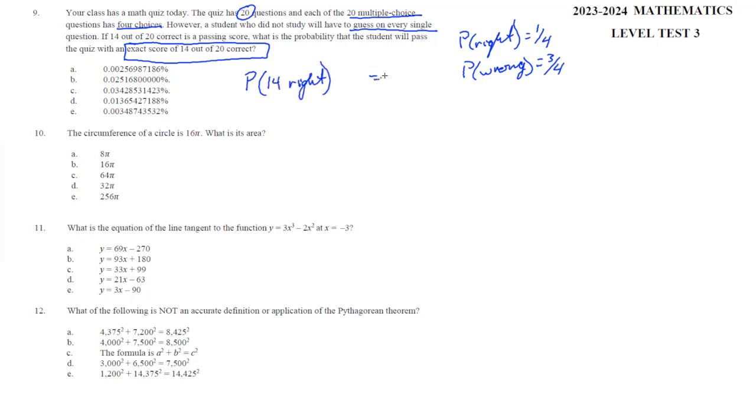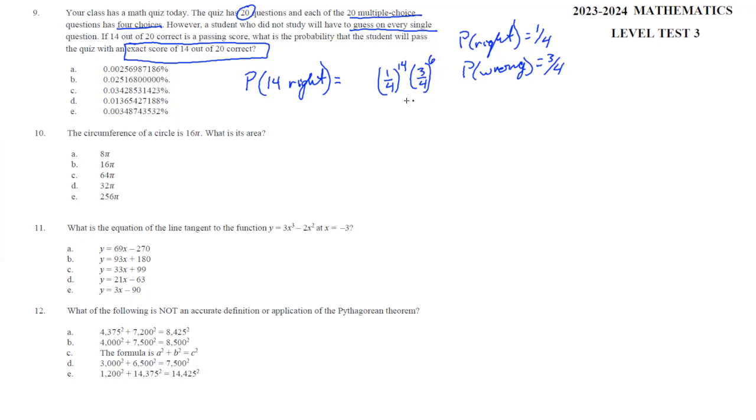So we have to get it right, oops, let's move the equal sign here, get it right 14 times, and get it wrong the rest of the time, which is what, 6 of them? 6 of them. So that's getting it right 14 times and getting it wrong 6 times.